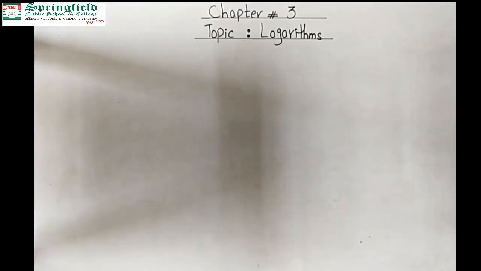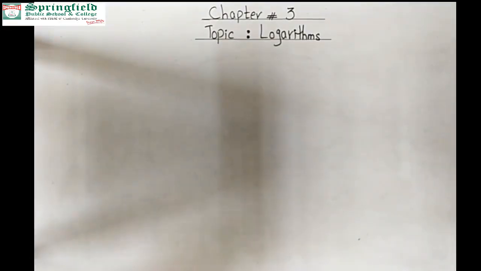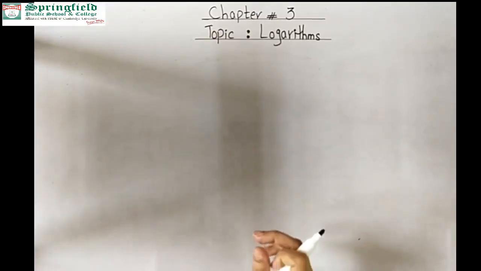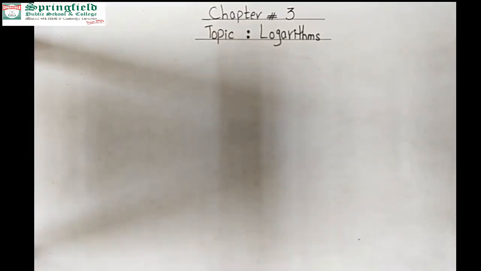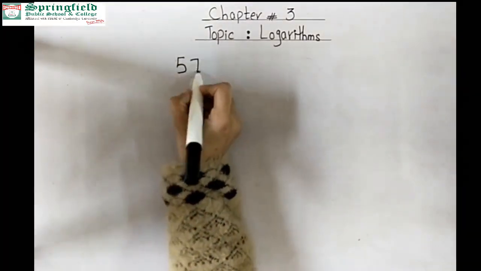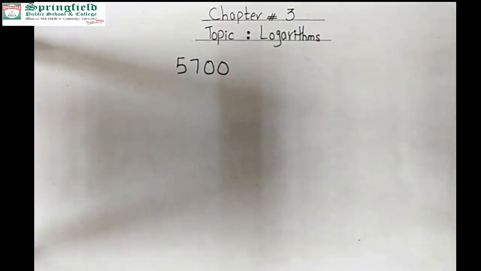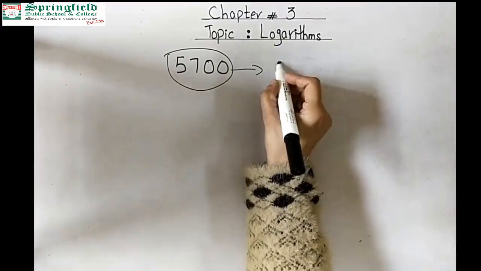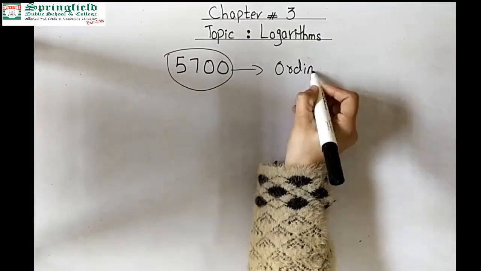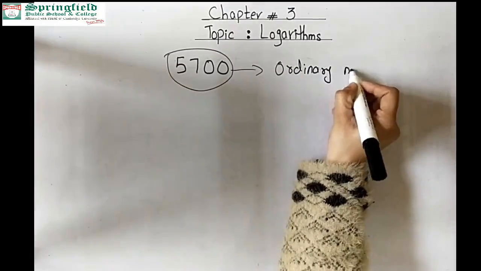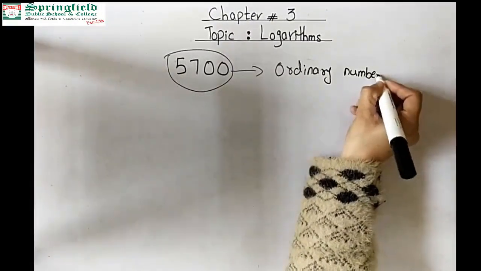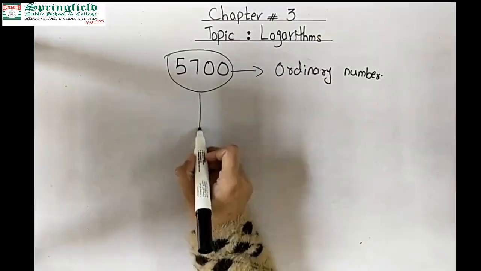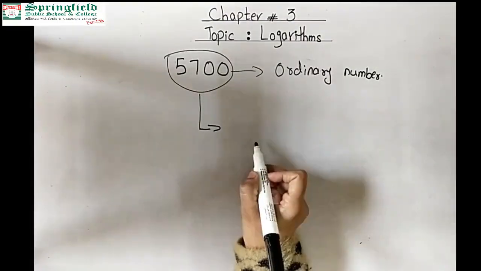So look here. The name of this chapter is logarithm, and we are discussing scientific notation first. Let's suppose you have the number 5700. This form is called an ordinary form or ordinary number. Now, how can we write this number in scientific notation?